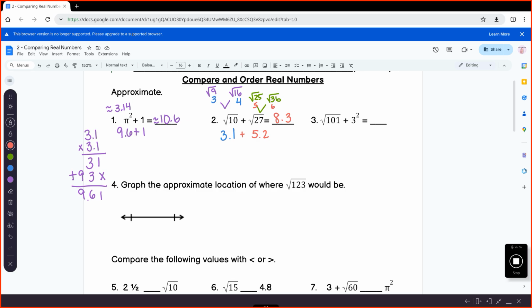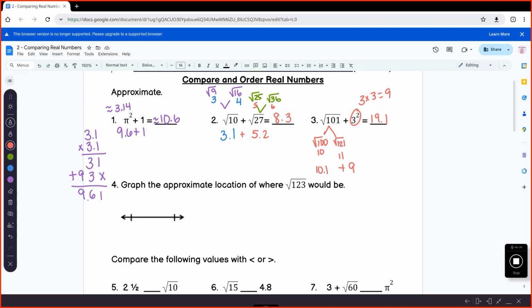All right, next we have the square root of 101 plus 3 squared. The square root of 101 falls between the two perfect squares, the square root of 100, which is 10, and the square root of 121, which is 11. It is way closer to 10 than 11, so I'm going to approximate it as 10.1. And then this 3 squared, right, is 3 times 3, which is 9. So I'm going to add 9 to that, and I now have 19.1.